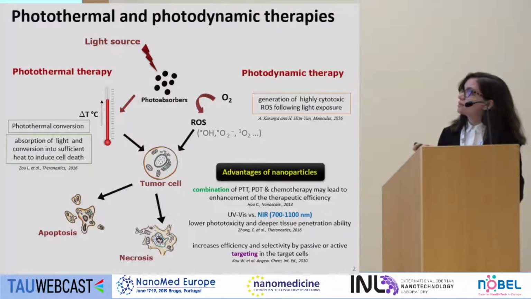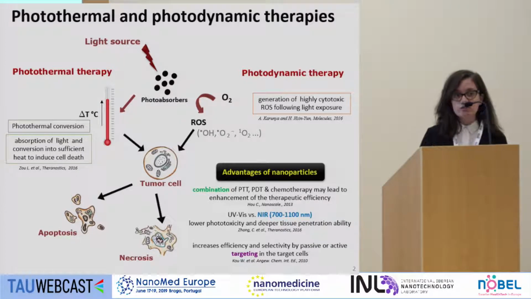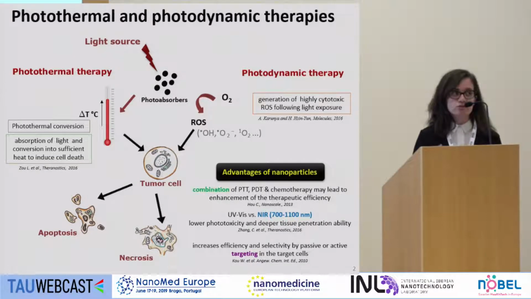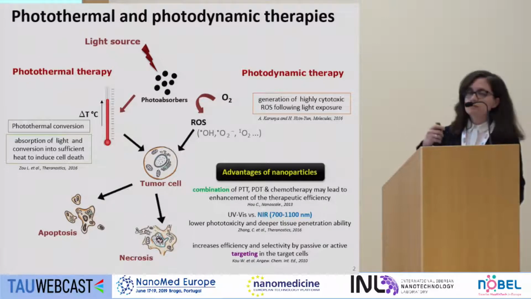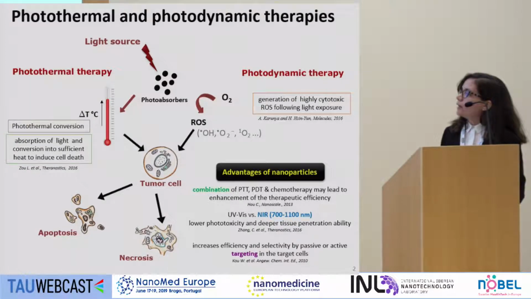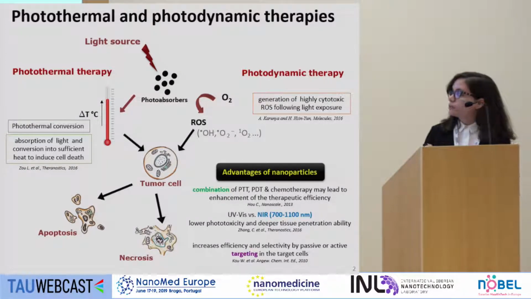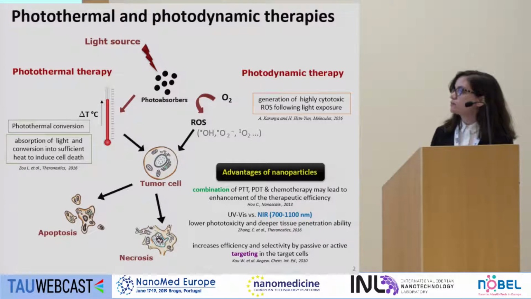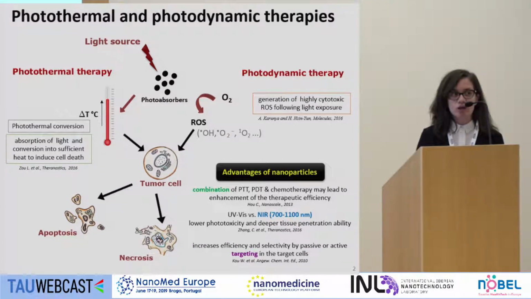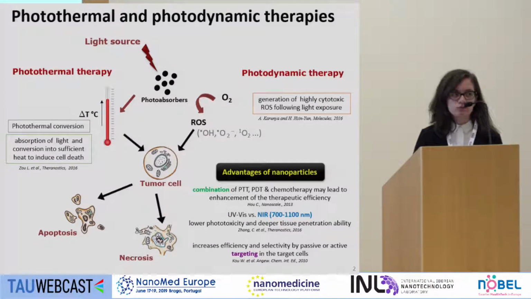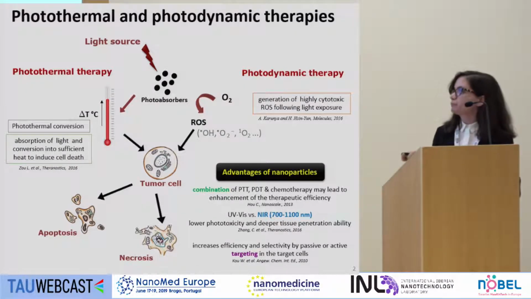Also, some nanoparticles are able to absorb in the near-infrared range. Light in this range possesses a lower phototoxicity, and the tissues are more transparent to light. So the light is able to penetrate deeper into the tissue. And also, using nanoparticles for phototherapies, we are able to target the cancer cells by functionalization of the nanoparticles with targeting agents like antibodies or other molecules which are recognized by the receptors of tumor cells.